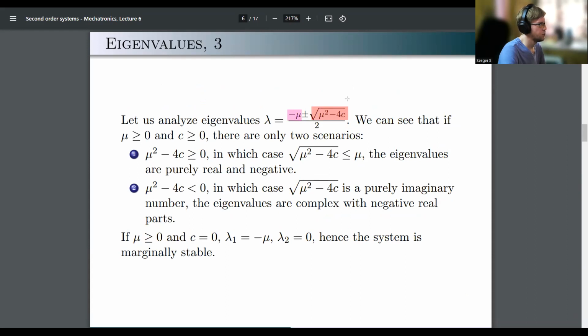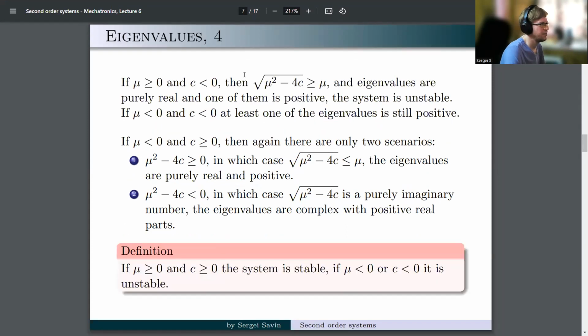Here we have minus mu. And this term is plus or minus something bigger than mu. If it is a minus, we get minus mu minus a big positive number, so totally a big negative number. So everything is fine. If it is a plus, we have minus mu plus a big positive number, big as in bigger than mu. So the answer is positive, right? So we have mixed eigenvalues.